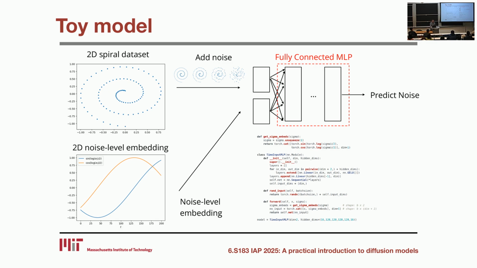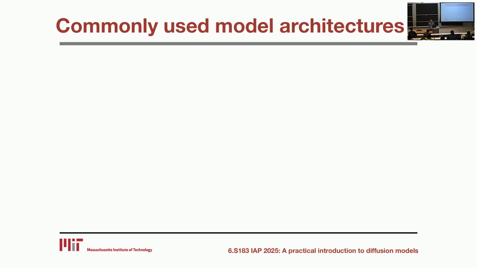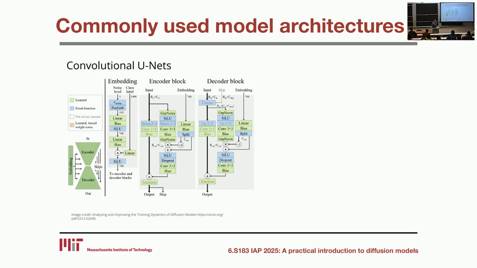All right, so here we've shown a very simple architecture, but what are other more commonly used architectures if you want to go beyond this toy model into more complex, say, image data sets? Here I just show two different architectures that are commonly used in practice. The first one is based on convolutional layers, called a convolutional U-net. This might look very complicated, but I want to focus on this outline here.